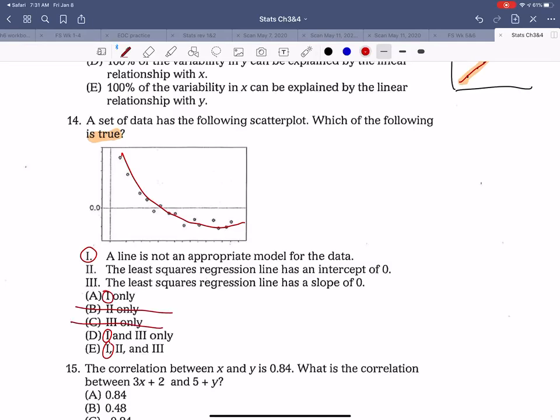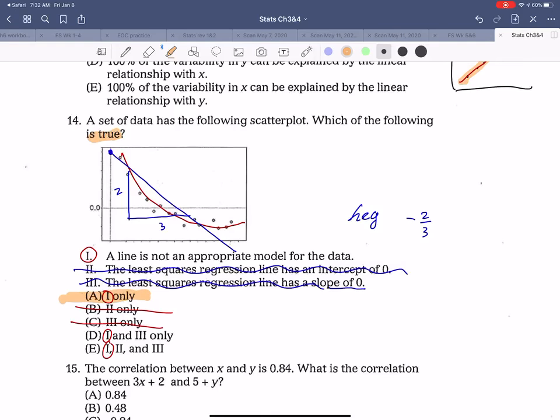The least squared regression line has an intercept of 0. Okay, so what would be the least squared regression line? It would be something like that. It does not have an intercept of 0, so that's garbage. It has a slope of 0. Nope, it has a negative slope. So it looks like it's fall 1, maybe run 1, fall 2, run 3, something like that. So it's definitely got a slope, so I'm going to pick only 1 is true.